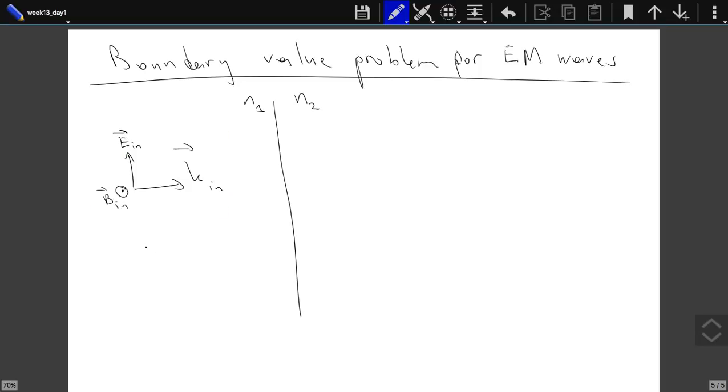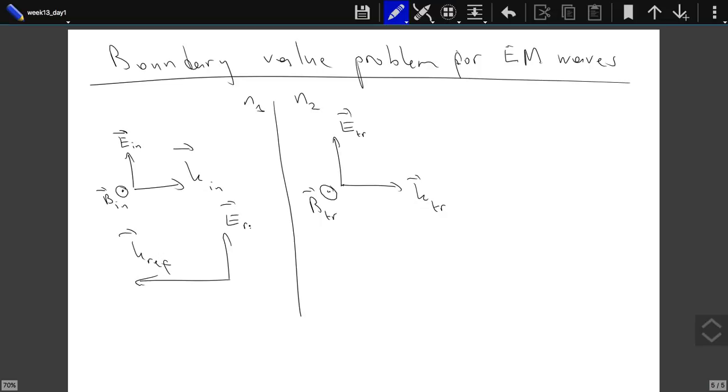Now in the interface, some of it can just pass through. So here I will have K transmitted, E transmitted, and B transmitted, and some of it can be reflected. So I will have K reflected.